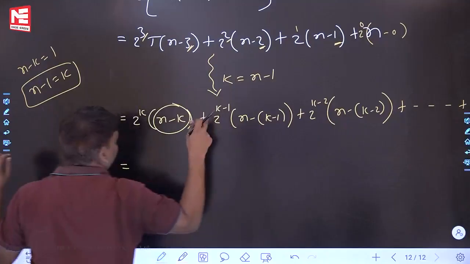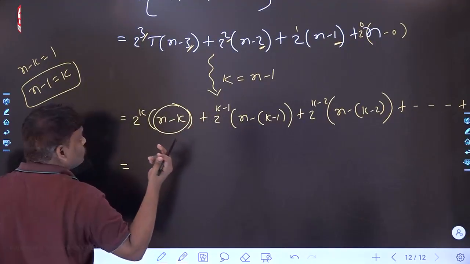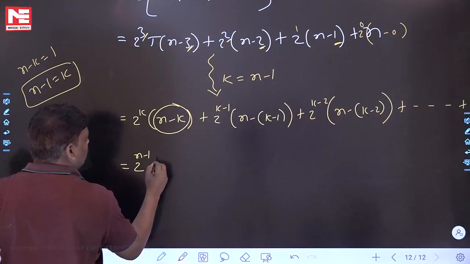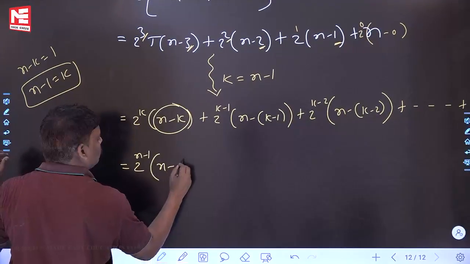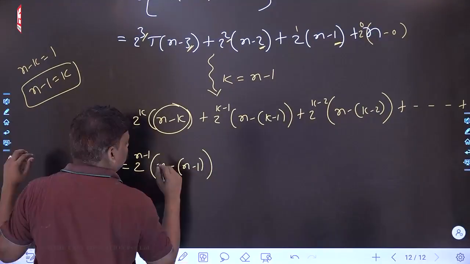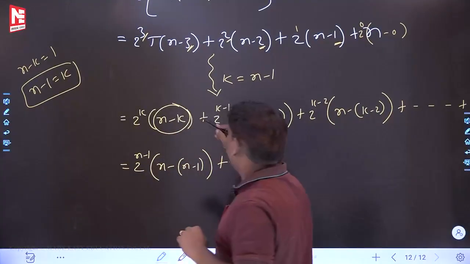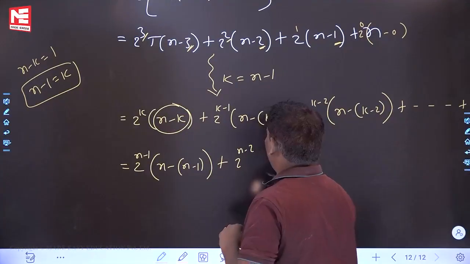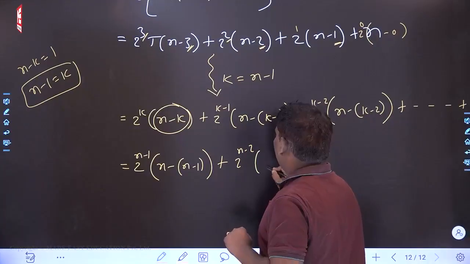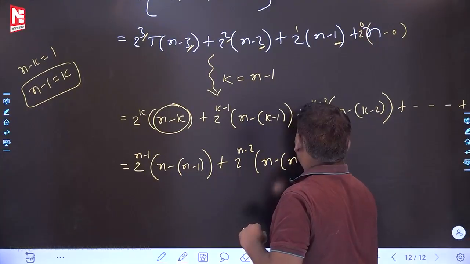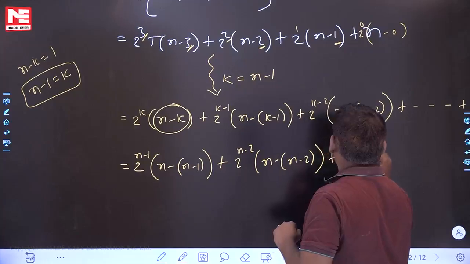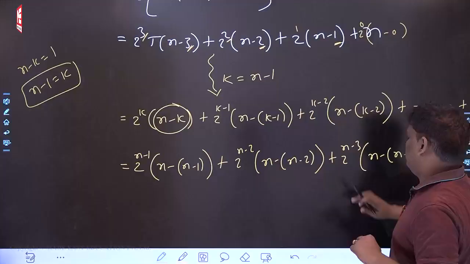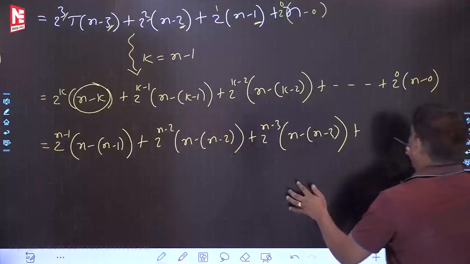Because if you always subtract 1, n minus 1 times you have to do it, so that 1 will be there. It will become 2 power n minus 1, k is n minus 1, of n minus of n minus 1, so that 1 will be there. It will become, k value n minus 1 means it should be n minus 2, 2 power n minus 2, n minus of n minus 2, 2 power n minus 3, n minus of n minus 3. It will continue until the last one.